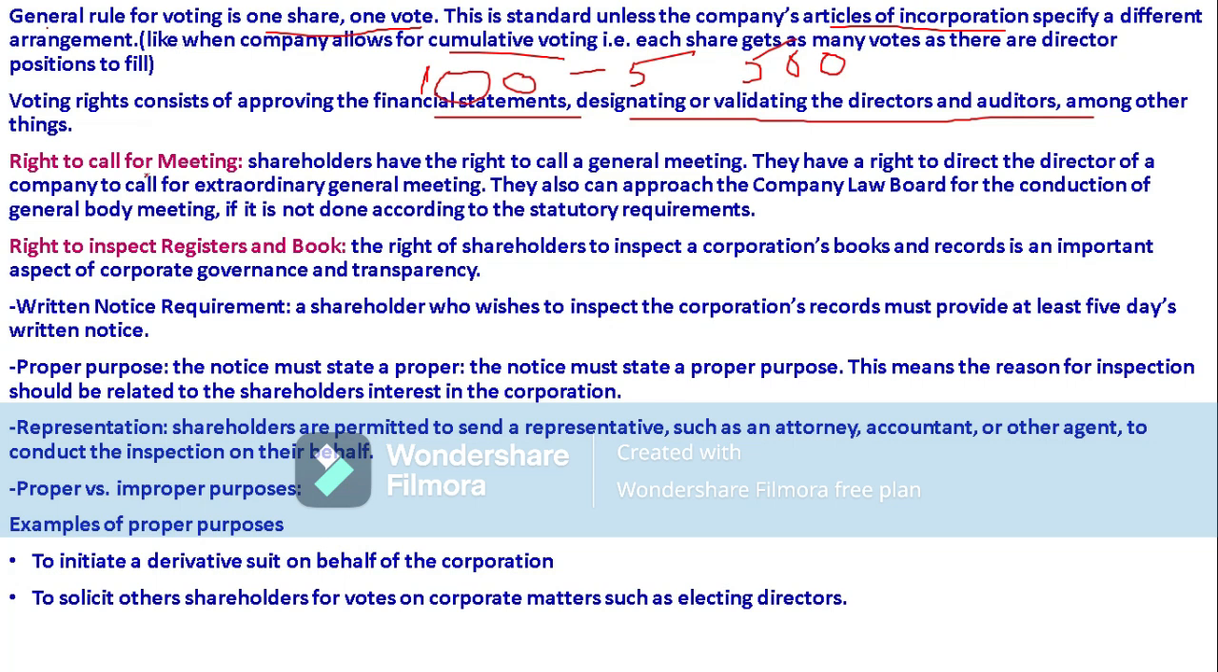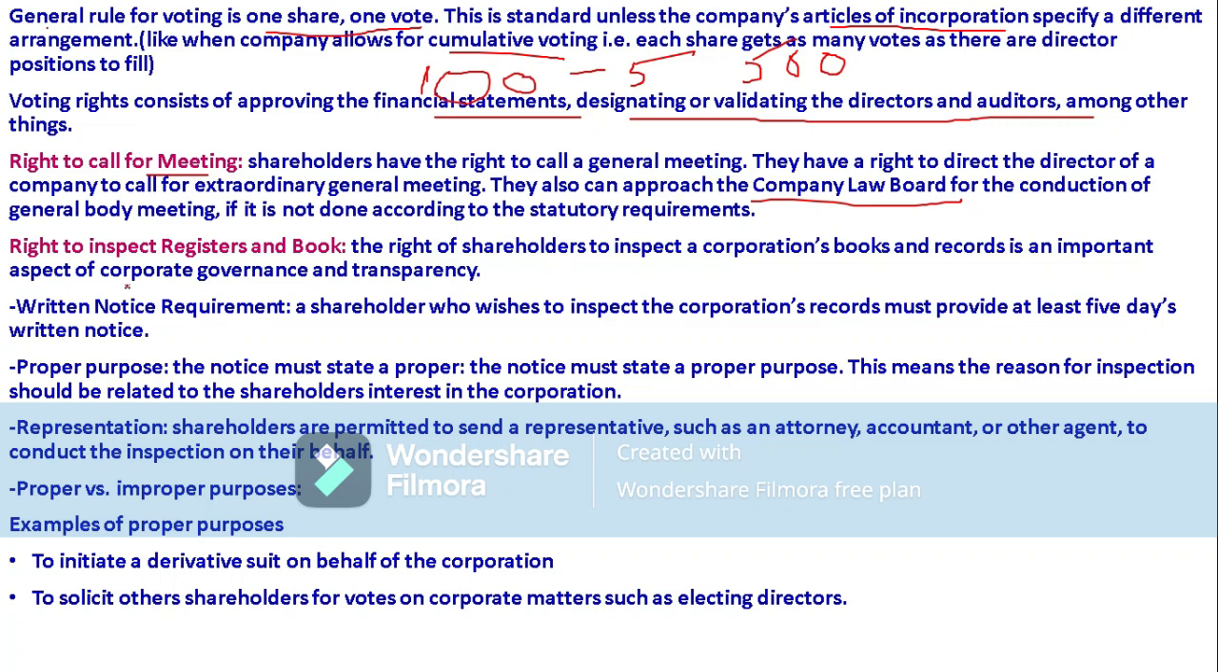Next, the right to call for meetings. Shareholders have the right to call a general meeting. They have a right to direct the directors of the company to call for an extraordinary general meeting. They also can approach the company law board for the conduct of a general body meeting if it is not done according to the statutory requirements. If the company members are not conducting the annual general meetings, at that time these shareholders can approach the company law board for conducting that annual general body meeting, according to the statutory requirements.